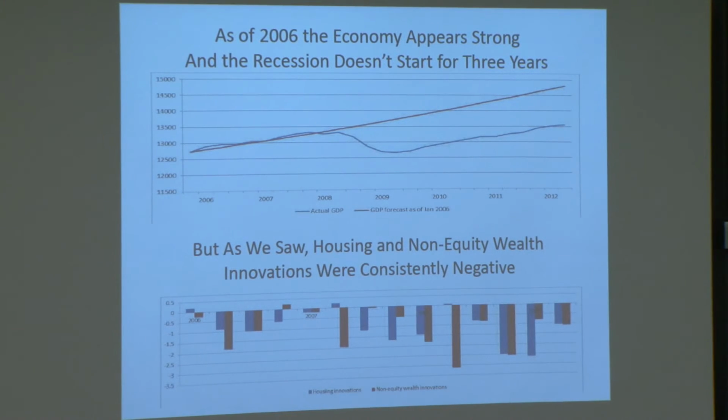So as of the end of 2005, the economy appeared strong. This is a forecast. Actually, I've said that wrong. This is as of the end of 2005, so beginning of 2006, the economy appears strong. In fact, nothing much happened for almost 2.5 years, but throughout this period, if we look at those innovations to housing and non-equity wealth, they're all negative.